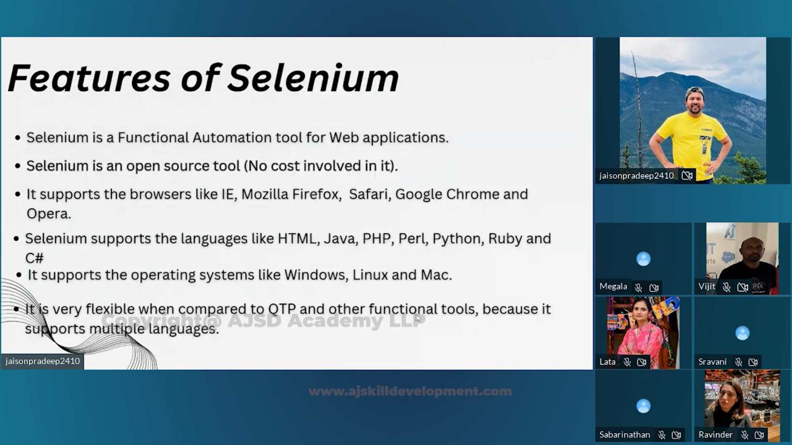Based on the operating system, we can download the particular version and use different browsers to verify the applications. It is very flexible compared to QTP and other functional tools, because QTP is written in VBScript, so it is a little bit complicated. It supports different languages, same as Selenium, but QTP is a paid version, whereas Selenium is a free version and it supports multiple languages.